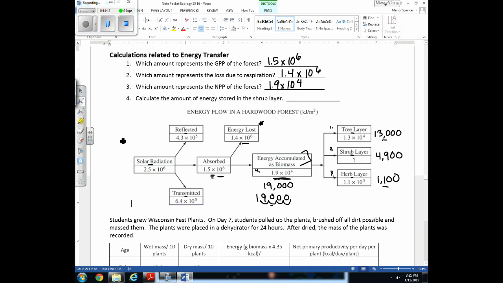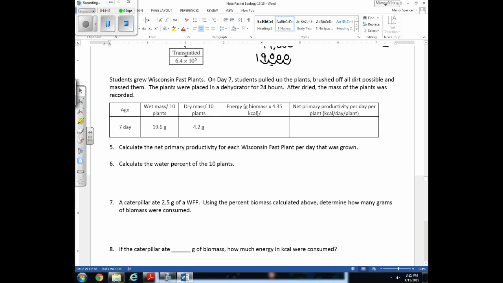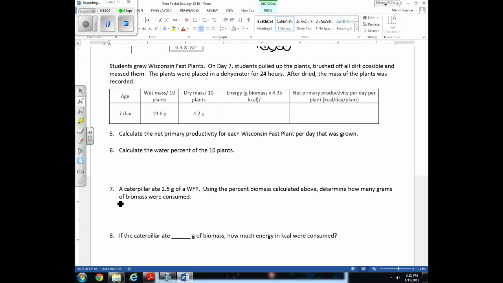In the next part, we're going to take a look at calculations related to a lab that we're going to partially do. Basically, in this lab, we're going to hatch out caterpillars. We are going to determine how much biomass they consume. We're going to be able to calculate how much energy they got from eating that amount of biomass. We're going to be able to calculate how much energy they store, they use and lose as respiration, and how much they wasted. So let's look at some example problems.